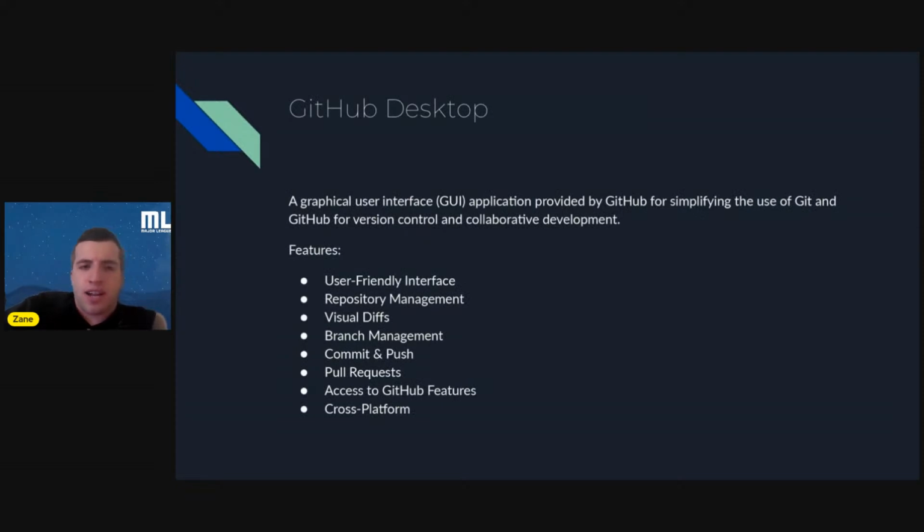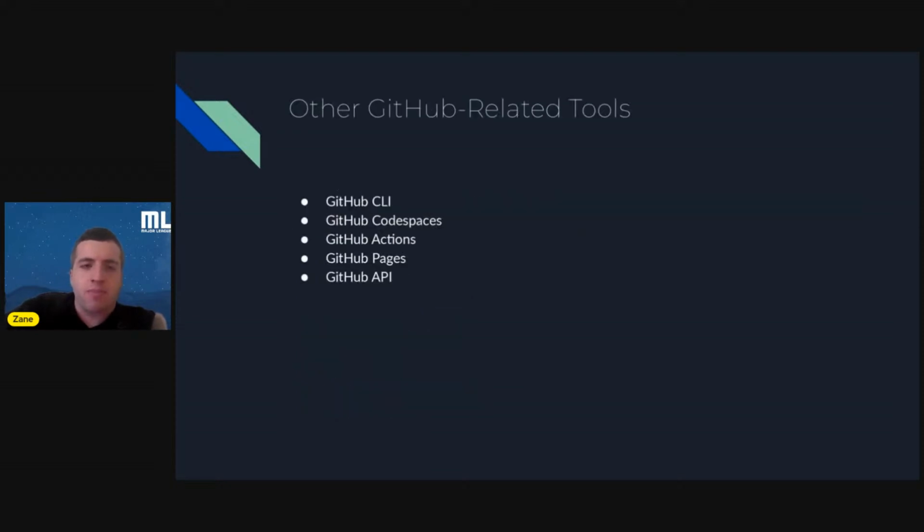There is GitHub Desktop, a graphical user interface application provided by GitHub for simplifying the use of Git and GitHub for version control and collaborative development. So basically, if you like a more visual approach than the command line, GitHub Desktop is perfectly good. I think everyone that I know at least uses the command line for GitHub, however, because the command line is just an essential tool for software developers. But you can check out GitHub Desktop. Definitely wouldn't hurt. Might resonate with you more at the end of the day.